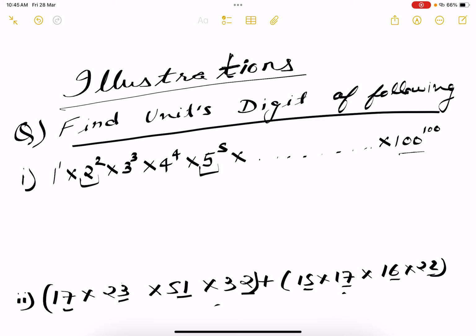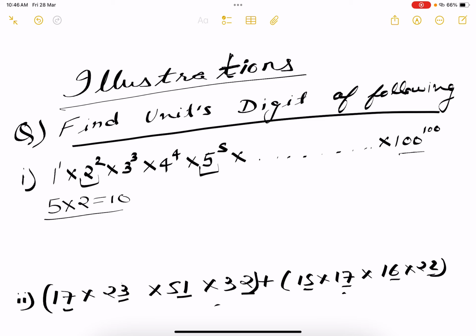Now in the concept of number of zeros, we have discussed that 5 into 2 is equal to 10. The number of 5s and 2s in any equation gives the number of zeros. If you have not done the number of zeros concept, you can go to the number system playlist and watch the video on number of zeros.